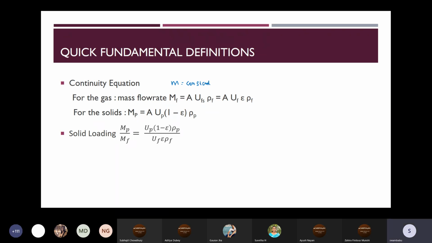Basically, the continuity equation says mass flow rate, m dot. In fluid mechanics you would have definitely learned, m dot equals cross-sectional area into density into velocity. For a simple 1D continuity equation, m dot equals A into rho into U. Similar expression we are writing.